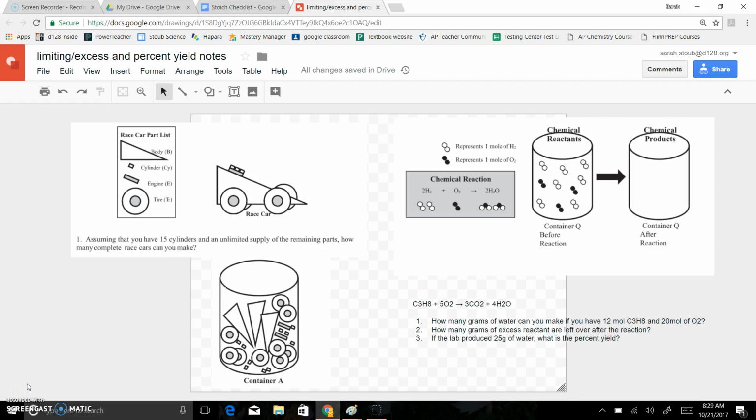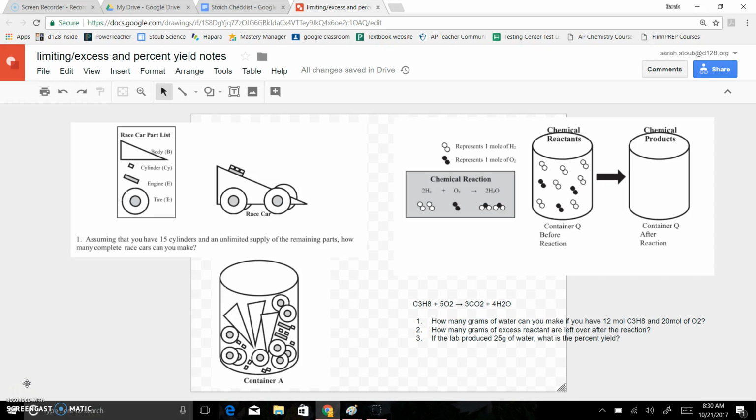You can see there's a race car here, and according to the race car, you need all these parts. Assuming you have 15 cylinders, that's these square-looking things, and an unlimited supply of everything else, how many complete race cars could you make with 15? Well, each race car needs 3 cylinders, so 15 divided by 3 equals 5. I can make 5 race cars. Then I'm going to run out of those cylinders.